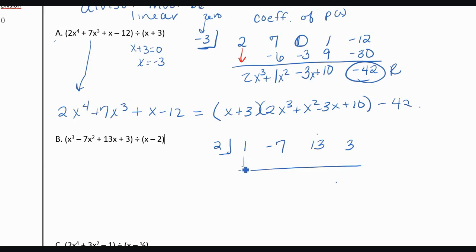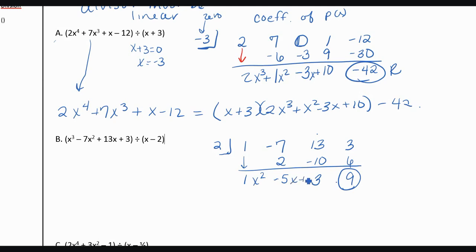So we always bring down the first number, so we do 1, then we start the multiplication. So 1 times 2 is 2, add going down, negative 5. Negative 5 times 2 is negative 10, add going down is 3. 3 times 2 is 6, add going down is 9. So that's our remainder. We started with an x cubed, so this will be 1x squared minus 5x plus 3.